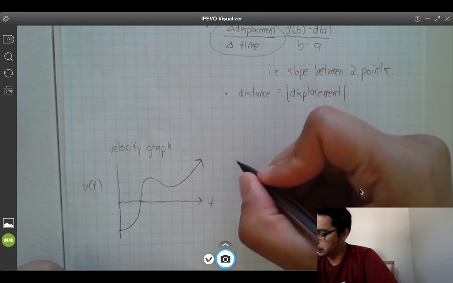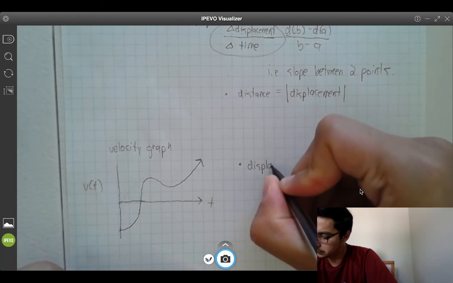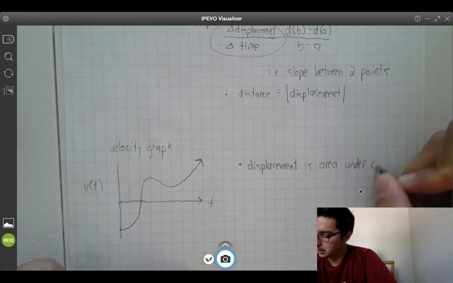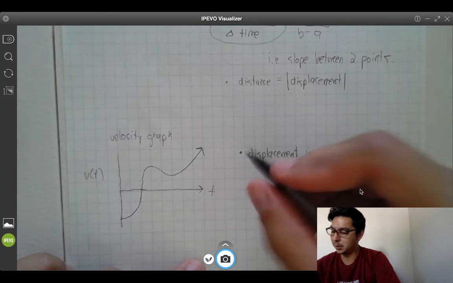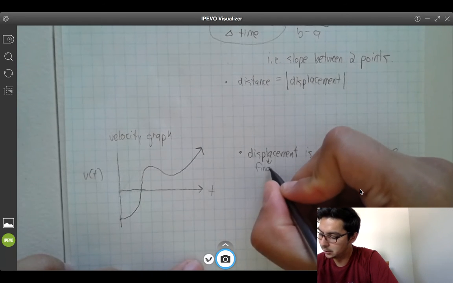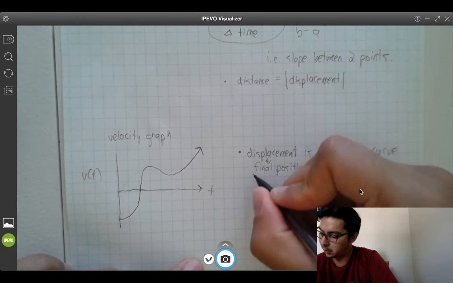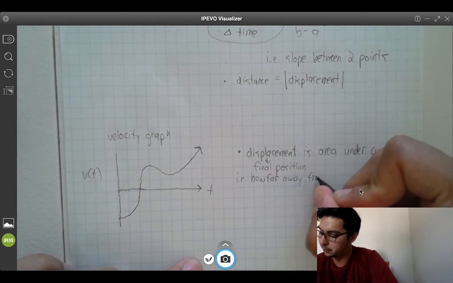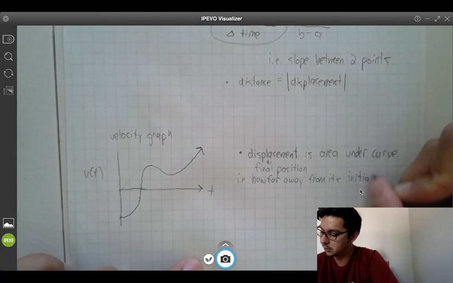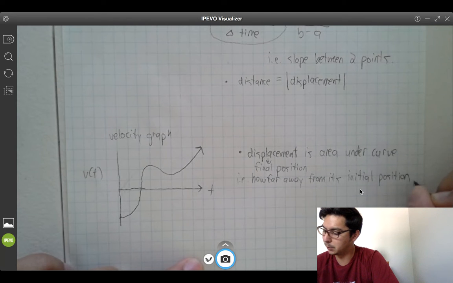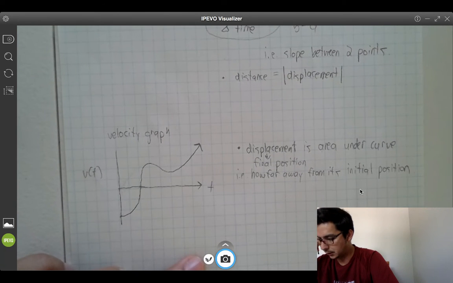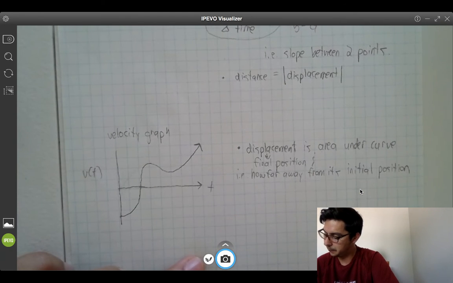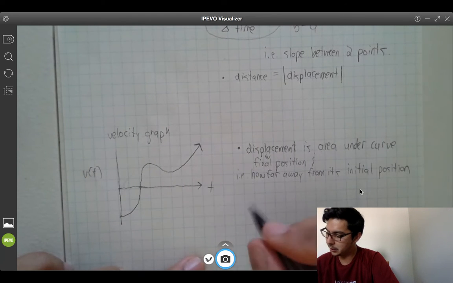And where do you want to be at? Well, displacement is the area under the curve. And I keep using that word displacement, but in case you wonder what displacement is, it's like a final position, or you can think about it as how far away it is from its initial position. That's what displacement is. So displacement is the area under the curve.